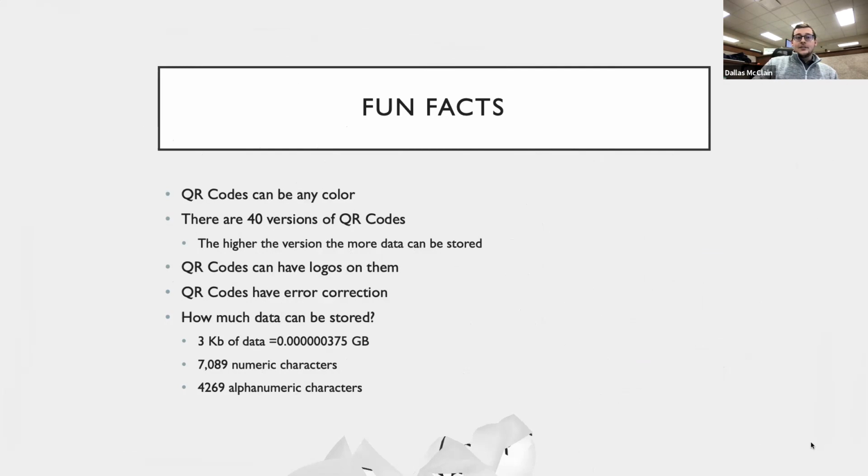Some fun facts: QR codes can be any color. There are many versions of them. The higher the version, the more data that can be stored on them. You can put logos on them, and they have error correction. So when I had my face on there or the ESU9 logo on there, there was actual error correction working because I was covering up part of the code. It can store 3 kilobits of data, which is not very much, but it still can store a little bit of data.